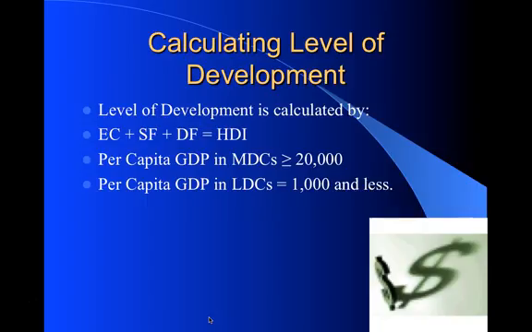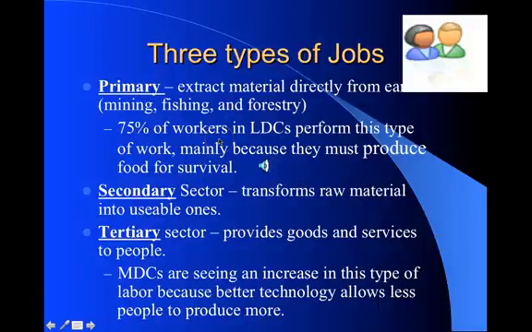We're going to talk a little bit more about this whole Human Development Index in a second. But for right now, when you're looking at per capita GDP, if you have a country that's making more than $20,000 per person, you're a more developed country. If you have per capita GDP where it's less than $1,000 per person, that's not very good. We're talking more about this HDI thing in a second.